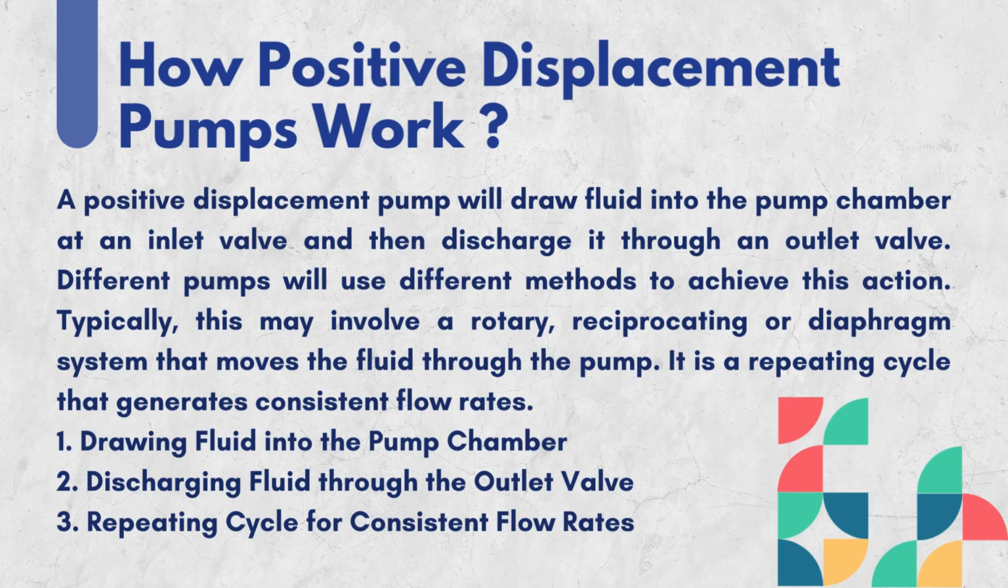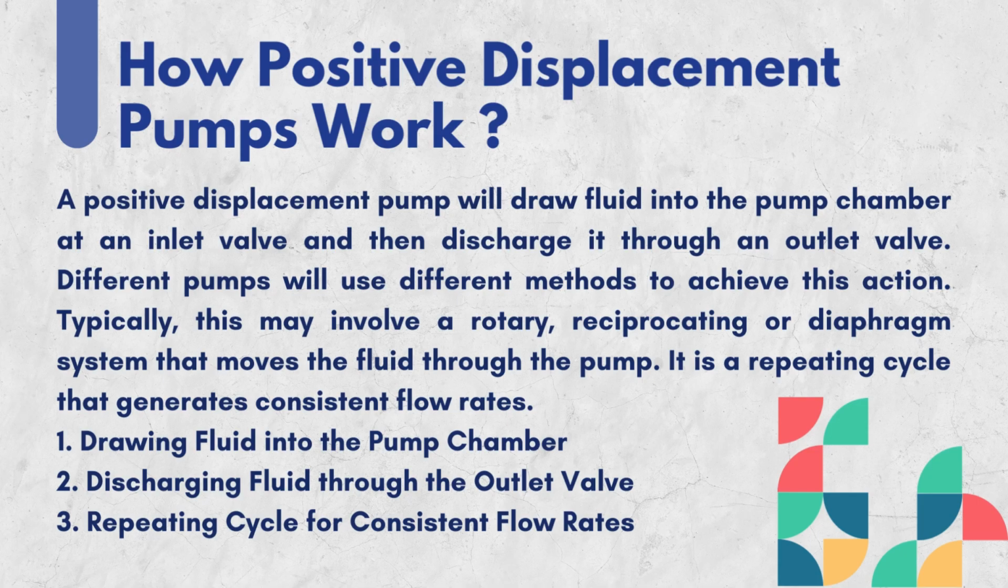To understand the working of the positive displacement pump, let's break the working into three common steps. The first step is drawing fluid into the pump chamber. The second step is discharging fluid through the outlet valve. And the third step is repeating cycles for consistent flow rates. Now we'll discuss each of these individually.